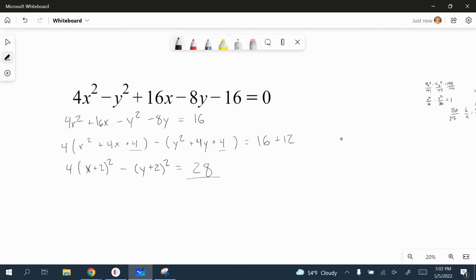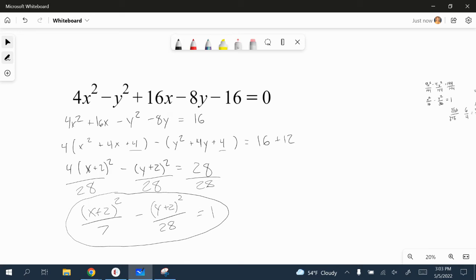Now if I divide everything by 28, I should get a 1 on that side, which is what I'm looking for. So 4 over 28 would be 7 on the bottom, minus, we got 28 on the bottom, so y plus 2 over 28, make sure that's squared, equals 1. And even though it's pretty sloppily written, this is your formula for the hyperbola. And notice we've got the minus in the middle. If the minus was out front, we'd have to flip the 2 around so that minus sign was in the middle. Now we could graph it. I can do that quick.